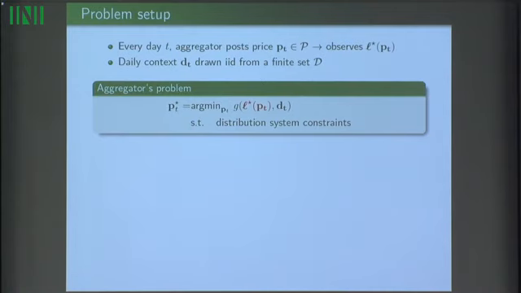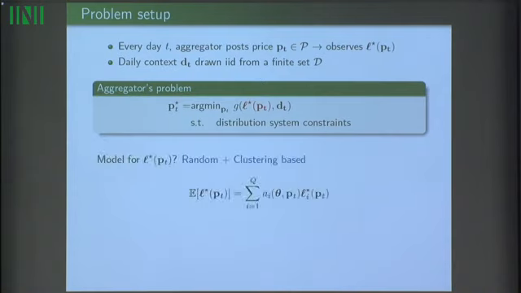So if I were to do this just each day, I would minimize my cost, which is this general function G of the load's price response and the daily context that we assume is drawn IID from a finite set. And I want to ensure that distribution system constraints are not violated. Now that's odd, because I don't know how the load responds to prices, right? How am I going to ensure that? And that's what makes this problem not very easy.